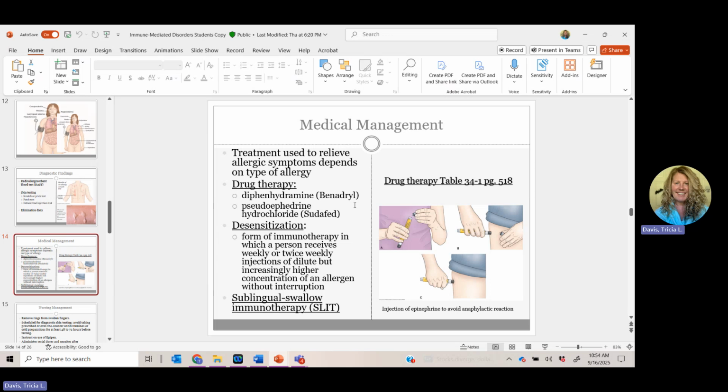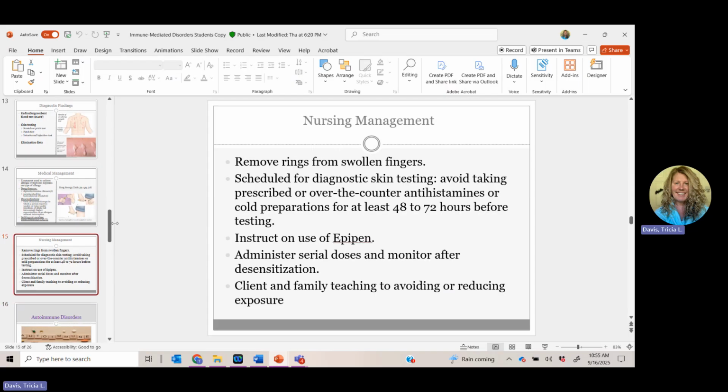What happens is the person would go in weekly or twice weekly, and they would get injections of that allergen that were very, very dilute. As they go along, and this could take upwards of a year or more, they're going to increase the concentration of that allergen. This is going to desensitize them so that they can live without having to worry about these anaphylactic reactions. And then they can also do a sublingual swallow immunotherapy. This is something that your book talks about. You don't need to know it for your exam, but it's a very special test, and that is done in a dermatological center.